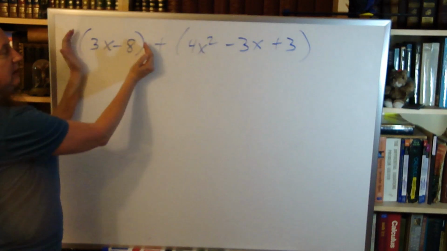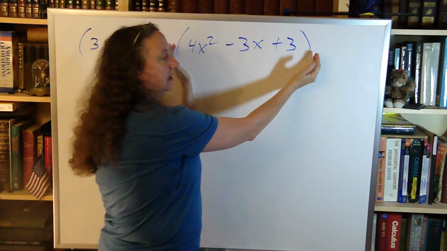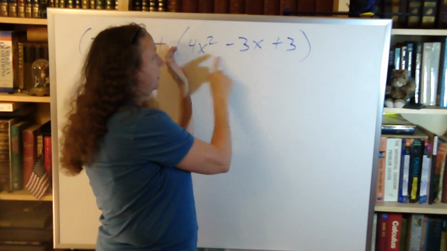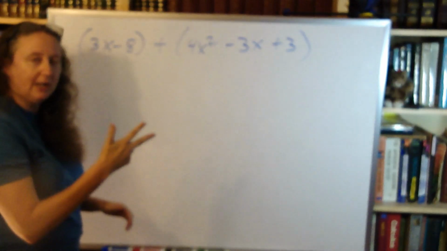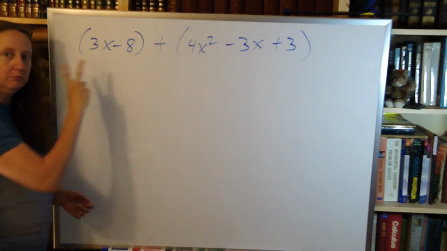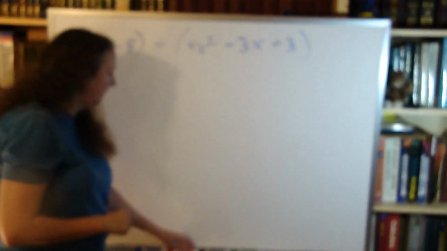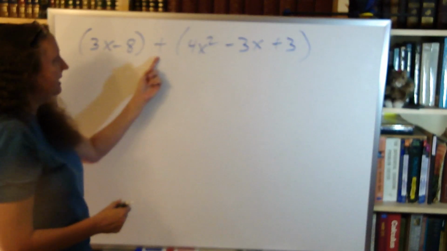So I have a polynomial, a binomial, plus a polynomial. This is a trinomial because it has 3 terms in it. So like triangle, trinomial. Binomial, 2. I am adding these.